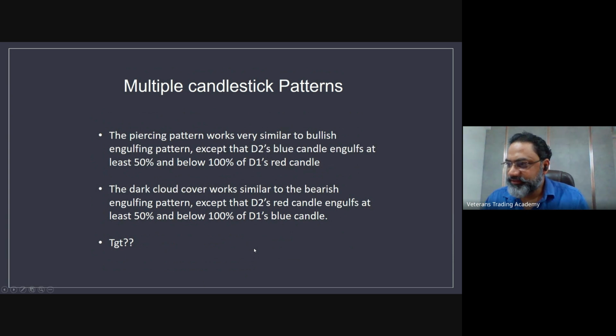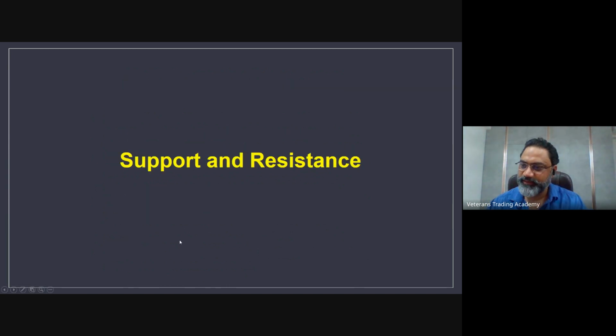Then we covered the piercing pattern and the dark cloud pattern, and we covered that it's about 50%. We covered what the stop loss is. But we have not yet covered what the target is. So now we come to the target part in the further session. How do you find the target in these kinds of candlestick patterns?